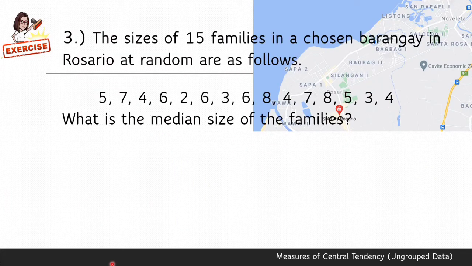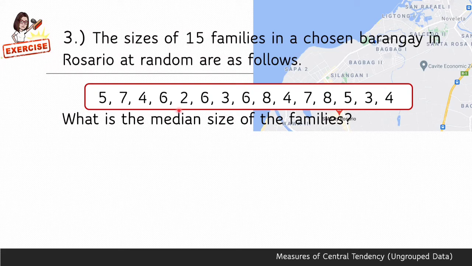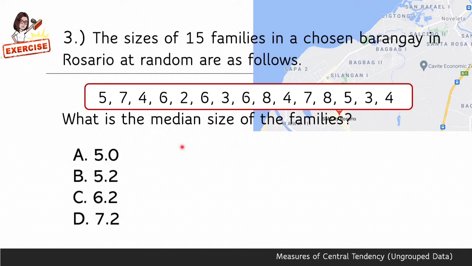Our third question is this. The sizes of 15 families in a chosen barangay in Rosario, chosen at random, are as follows: 5, 7, 4, 6, 2, 6, 3, 6, 8, 4, 7, 8, 5, 3, and 4. So what is the median size of the families? Is it A, 5.0; B, 5.2; C, 6.2; or D, 7.2? Go!